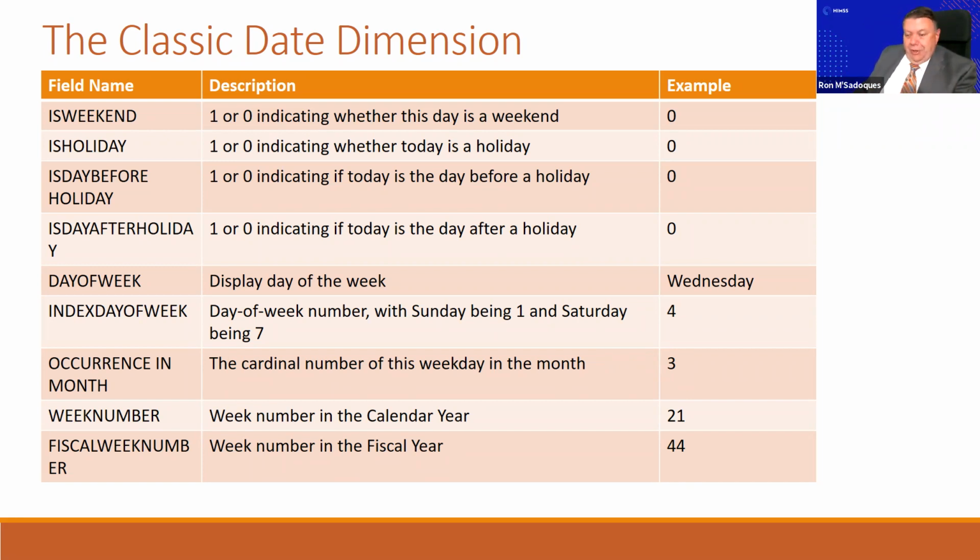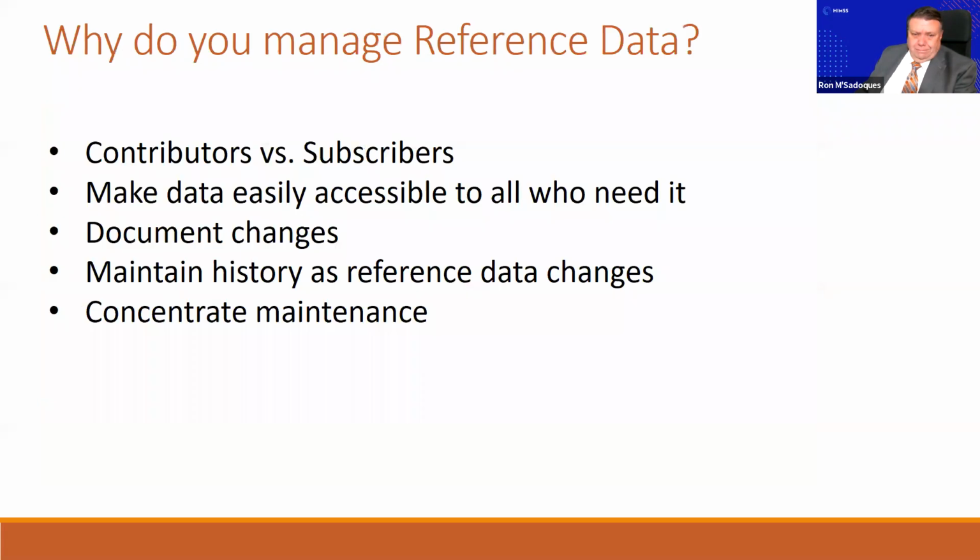Occurrence in month. Today is the third Wednesday of the month. Week number, the fiscal week number. So, when you're managing reference data, these are things that you're looking for. And what you're really looking for is, how do you make it convenient for people who are consuming the data? This makes it very easy for somebody who's dealing with dates to join and say, okay, give me the volume on Wednesdays and each Wednesday of the month. So now you have this available. You don't have to go in and calculate. You can just ask the question, and it makes it very simple for curation.